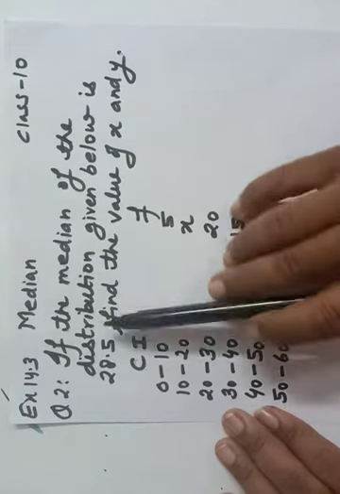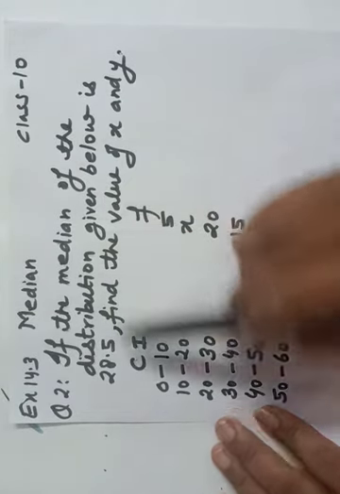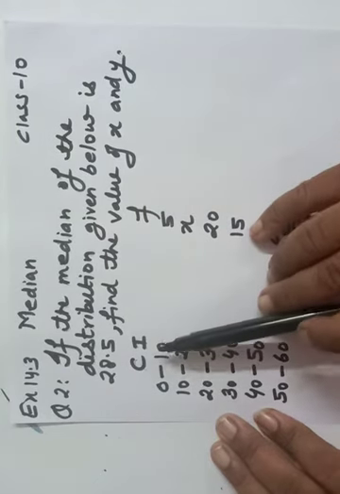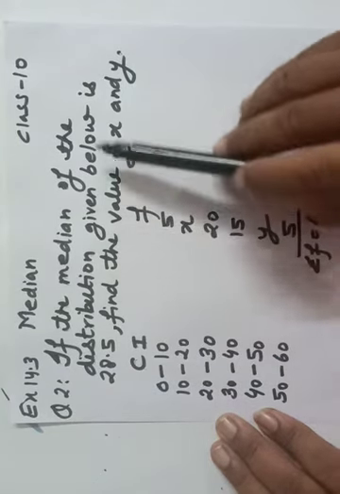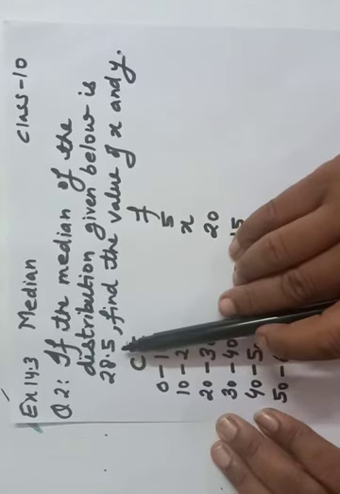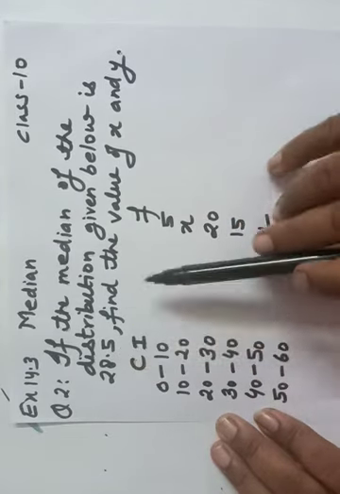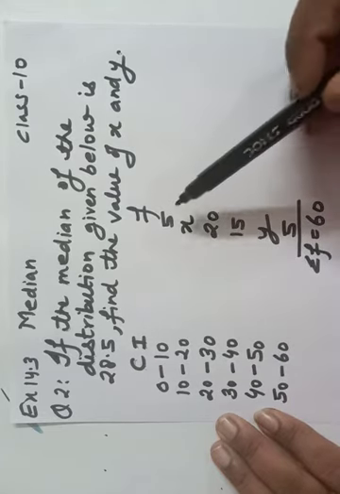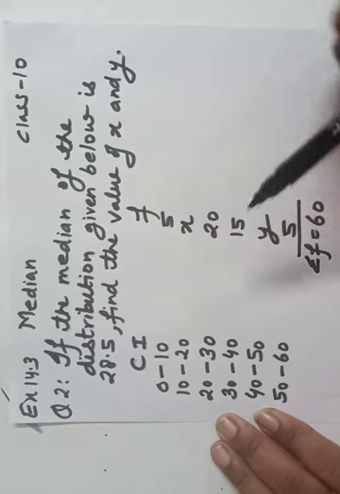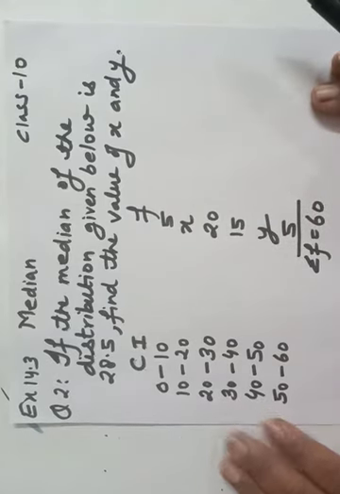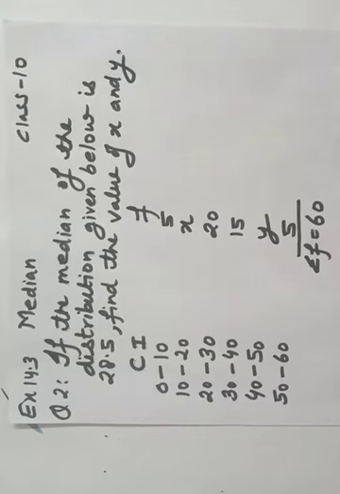If the median of the distribution given below, with the class interval as well as the frequency, is 28.5, find the values of x and y. The median is already given to us, and x and y are the frequencies that are missing here. So we need to find the missing frequencies when the median is given to us.